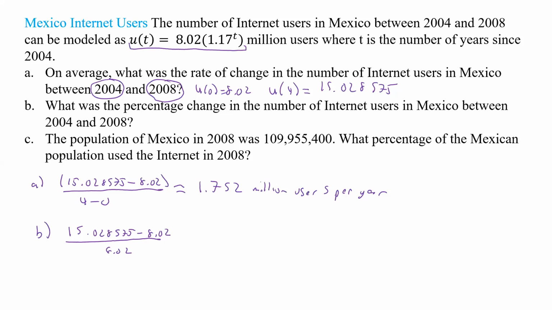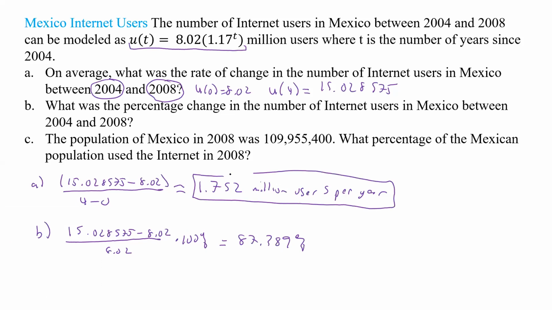Times 100%. And let's erase that 0 now. And so that is going to give me 87.389%. And again, it's just a percent, so we don't have to do anything else. We just have the 389 there on the end, and that's going to be our percent. So that's the first one, and that's our second one.